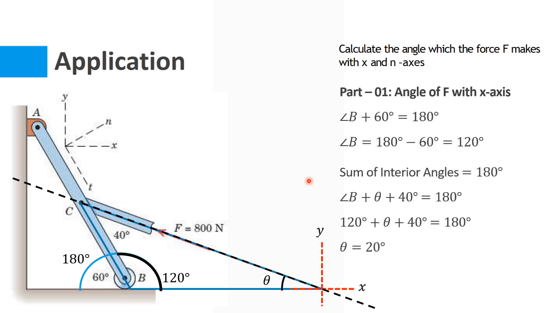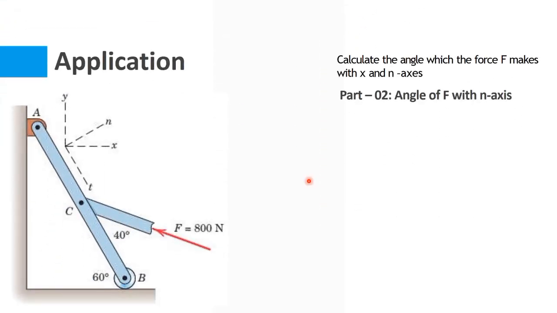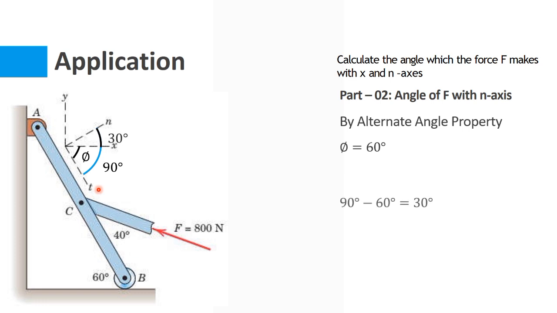Now we have to find the angle with the n-axis. For this, again, we actually want to know this angle phi, and by the alternate angle properties we know that if this is 60 degrees, this will also be 60 degrees. Now we have this 60 degrees, and this total angle will be 90 degrees. From this we can find that this angle is 30 degrees. So this means that the angle between the n-axis and the x-axis is actually 30 degrees.